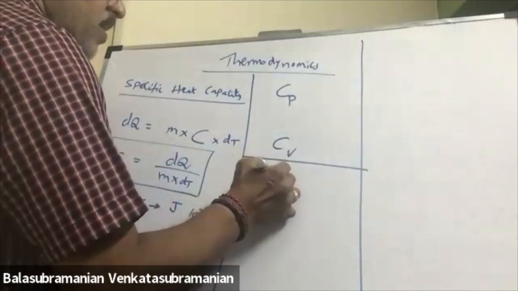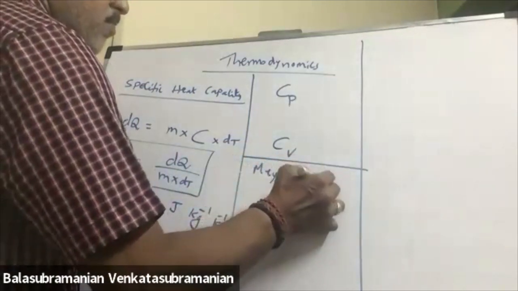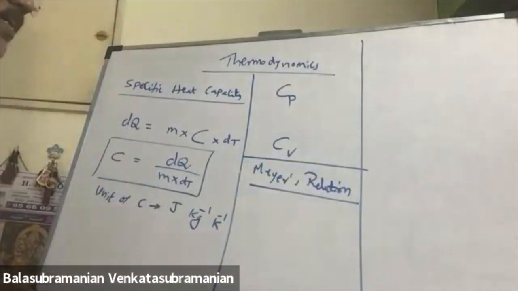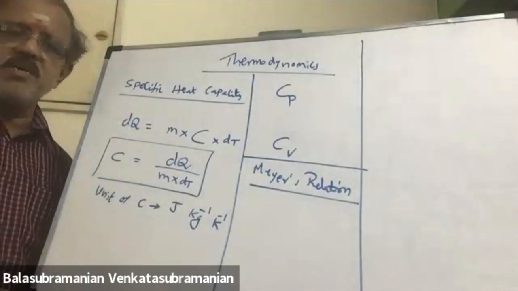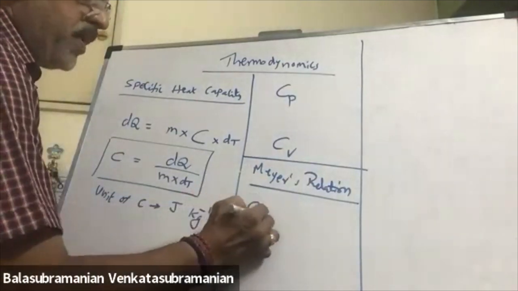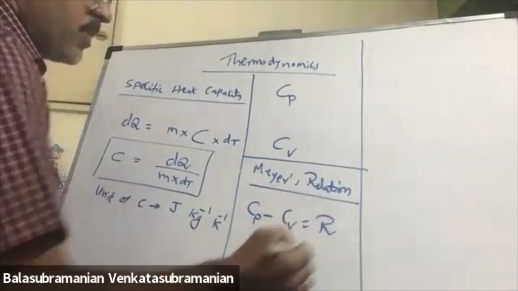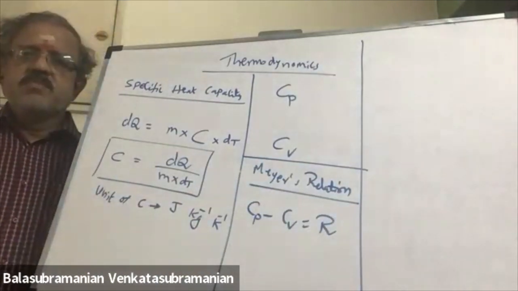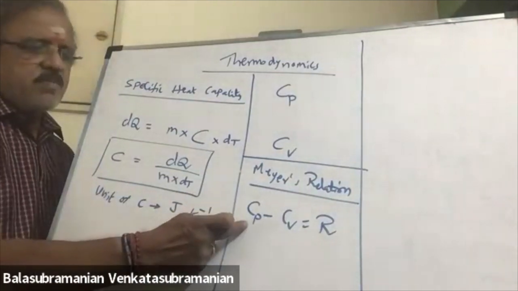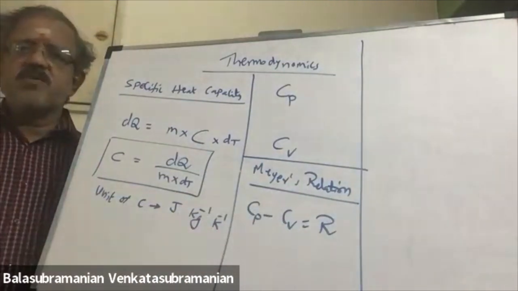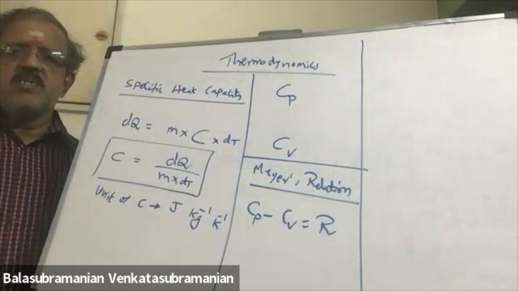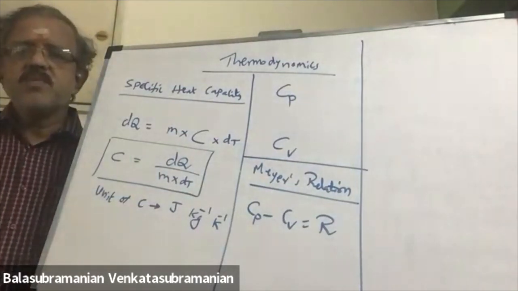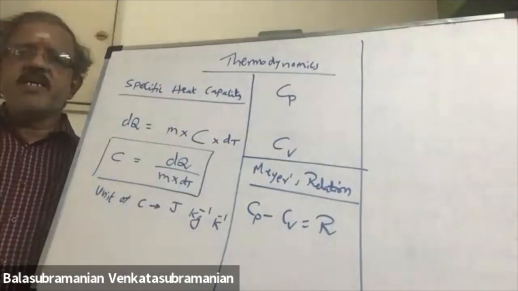Using Mayer's relation, we can calculate the relation between Cp and Cv. Cp minus Cv is equal to R. Specific heat capacity at constant pressure minus specific heat capacity at constant volume is equal to the universal gas constant R. Cp value is always greater.